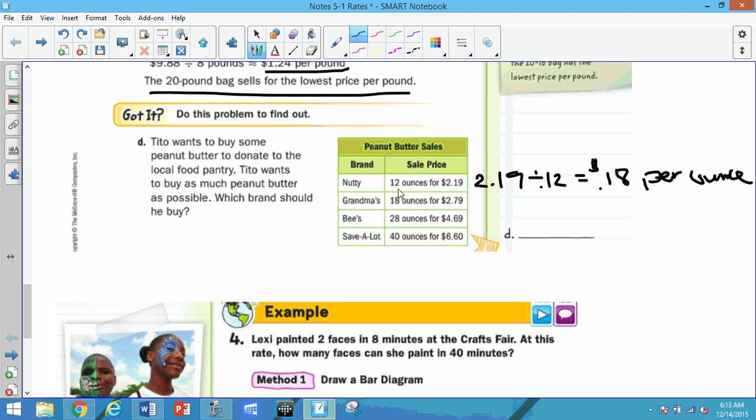Now, you have to be careful because they're putting the ounces first and the dollars second, but if you look back at that chart at the very first thing that we talked about, common ones, it's not ounces per dollar, it's dollars per ounce. Okay?